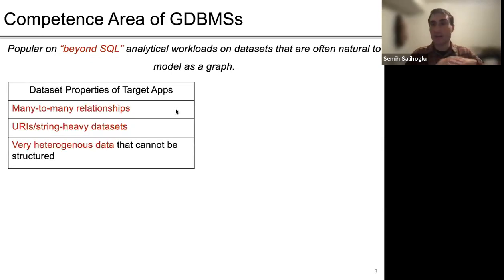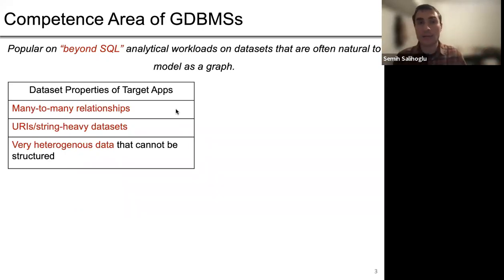A couple of these are essentially many-to-many relationships. Relational systems are not really optimized for this. A lot of the joins that they'll do are primary-foreign key joins, because of this normalization, to essentially put back together records that have been normalized.